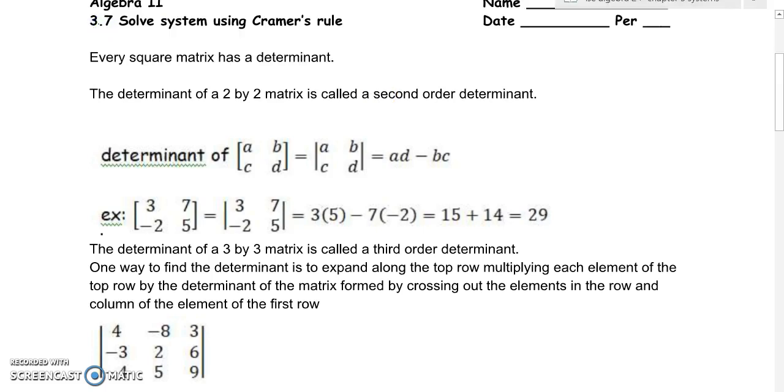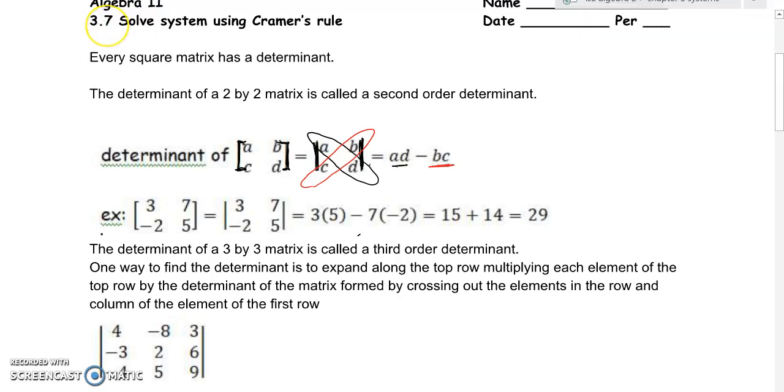It is taken by changing the brackets into what looks like absolute values around the elements. That's telling you, what am I doing with this matrix? I'm taking the determinant, and you multiply diagonally A times D, and diagonally B times C, and you subtract the two things.